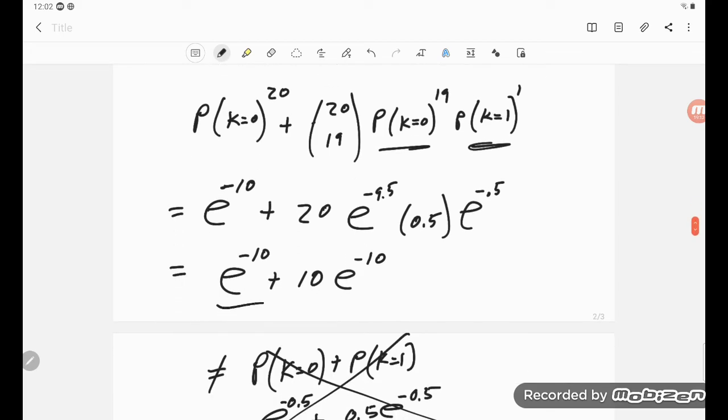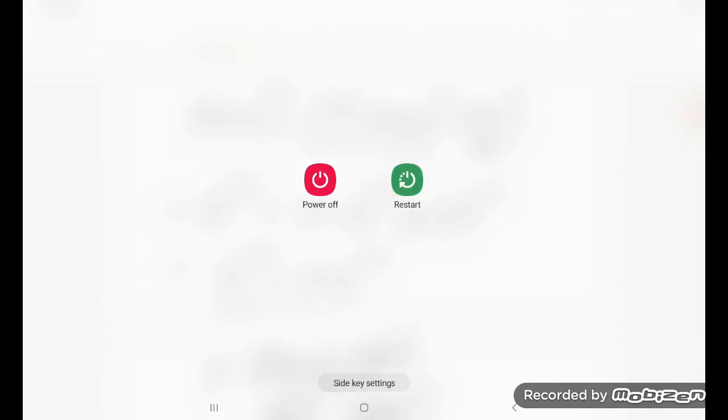And so our answer here for C under a Poisson distribution and maximum likelihood estimation would be e to the negative 10 plus 10 e to the negative 10, which, well, I don't have a calculator up on these.